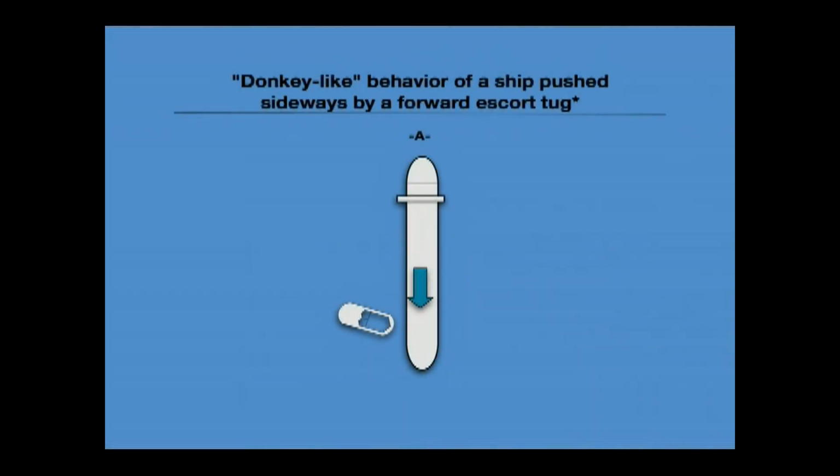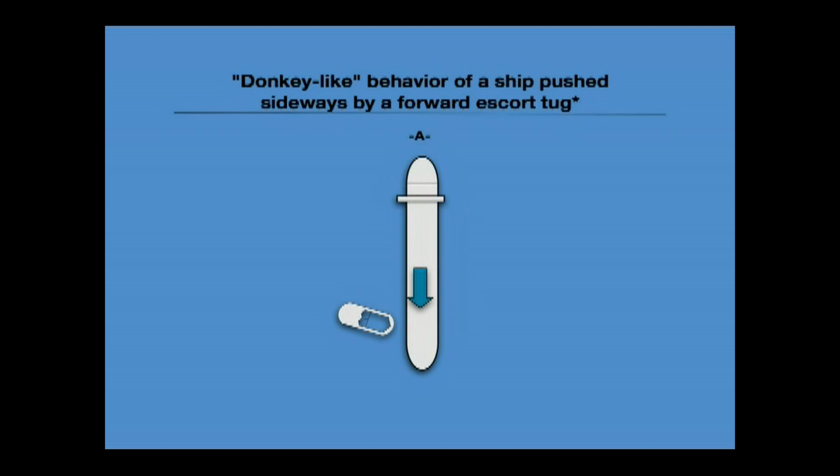This phenomenon was described in 2001 in the text "Unpredictable Behavior, example of a reason to reconsider the theory of maneuvering for navigators" by Captain Max J. Van Hilten Donkey, because it describes the behavior of a ship pushed sideways by a forward escort tug, turning against the tug directing force.